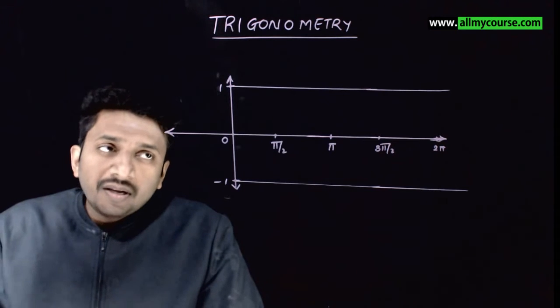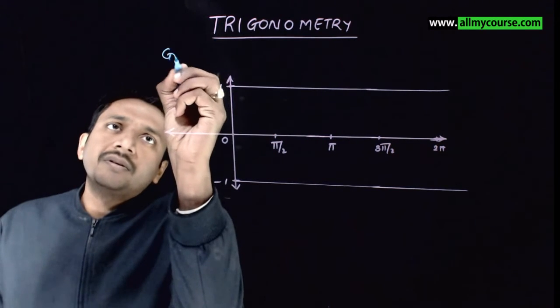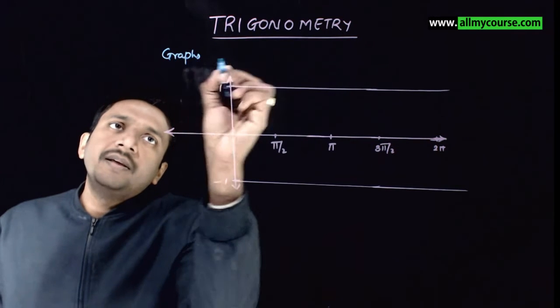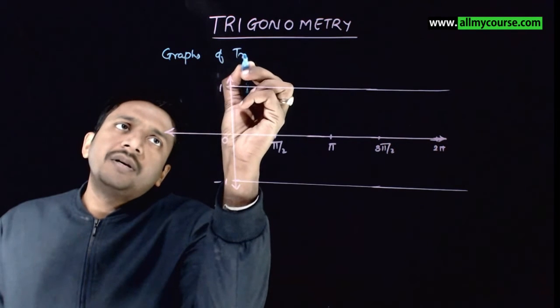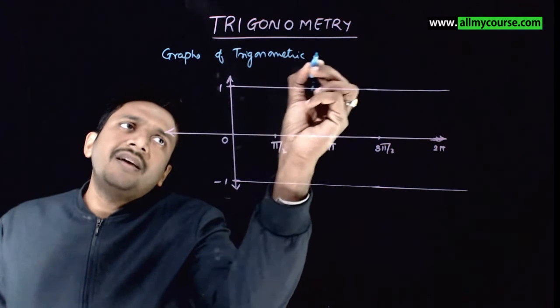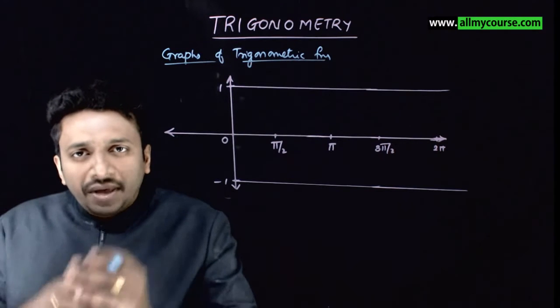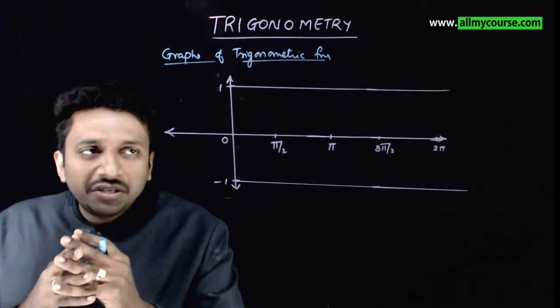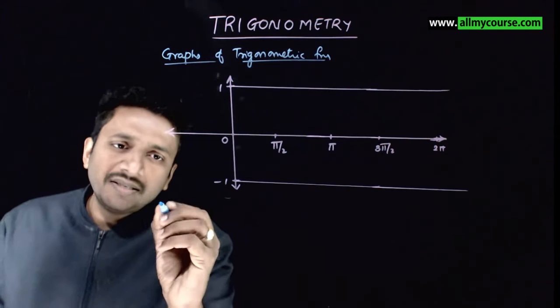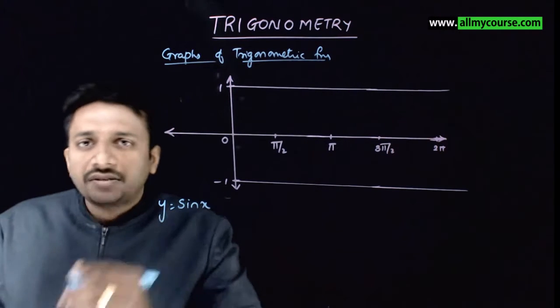So in this topic, let us look at the graphs of trigonometric ratios. Graphs of trigonometric functions. So you know that we have 6 trigonometric functions. So let us first analyze y is equal to sine of x.